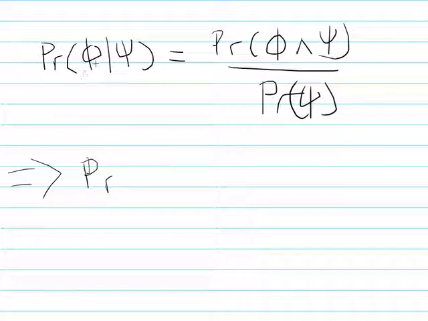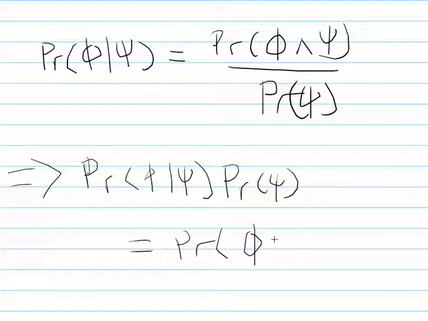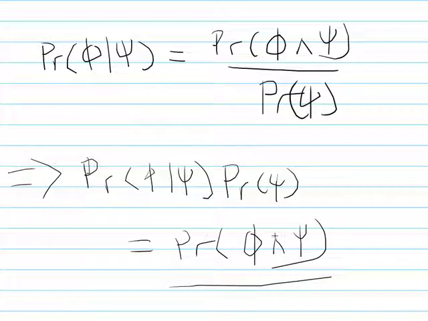So if the probability of phi given psi equals the probability of phi and psi over the probability of psi, then the probability of phi given psi times the probability of psi equals the probability of phi and psi. And here is the probability of a conjunction with any two sentences as conjuncts. And to calculate that probability, we simply multiply the probability of psi times the probability of phi given psi.